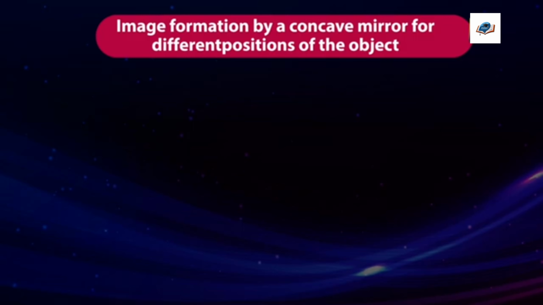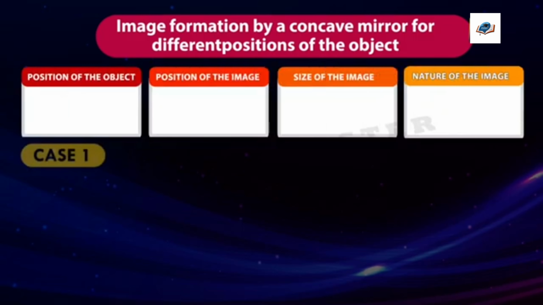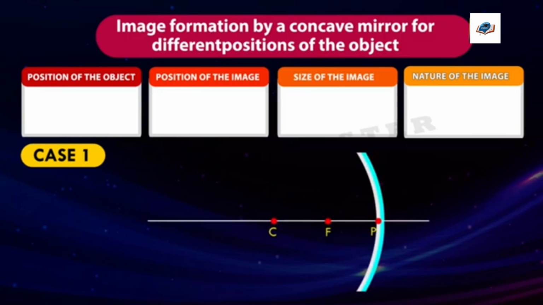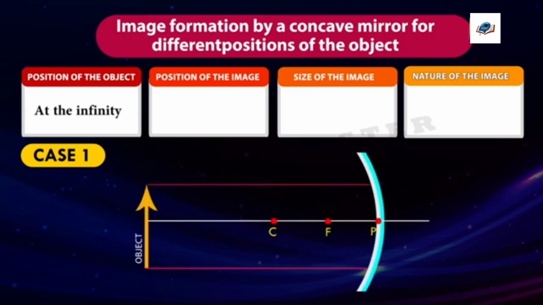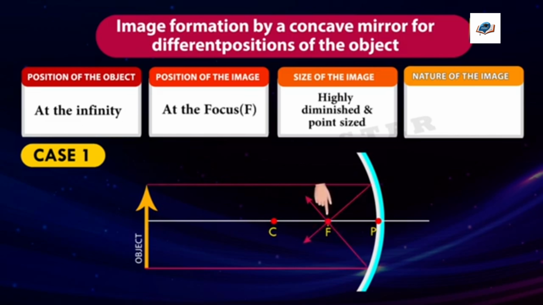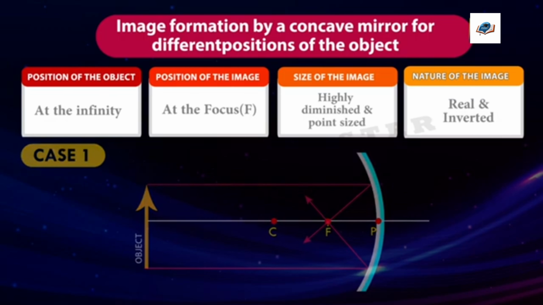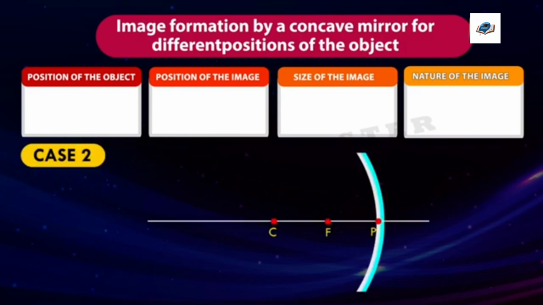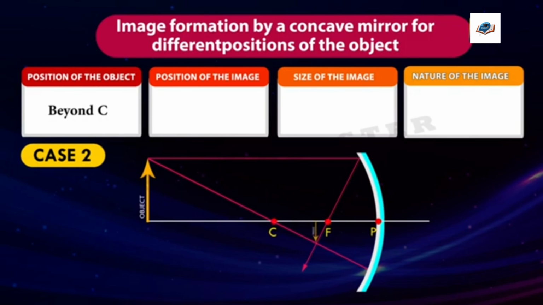Case 1. If the position of the object is at infinity, the position of the image will be at the focus F. The size of the image is highly diminished and point-sized. The nature of the image is real and inverted. Case 2. If the position of the object is beyond C, the position of the image will be between F and C. The size of the image is diminished. The nature of the image is real and inverted.